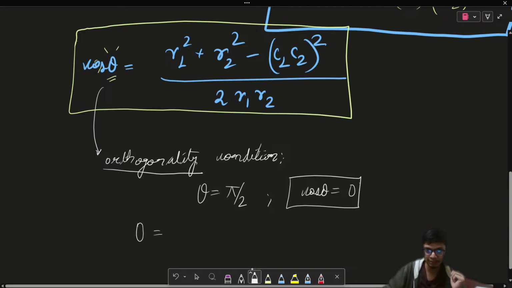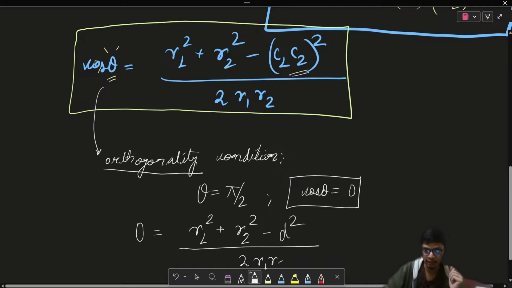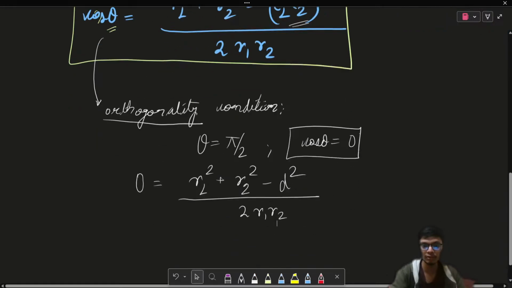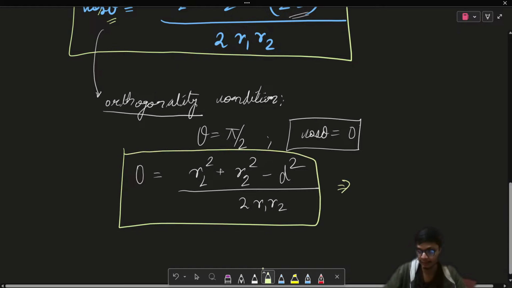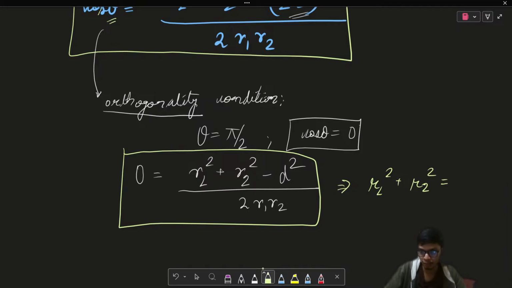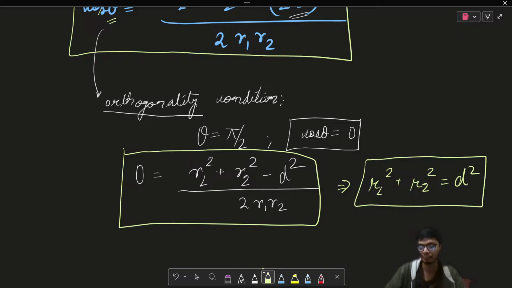And in this case, I will have 0 equal to (r1 square plus r2 square minus d square) divided by 2 times r1 into r2, where d is the distance c1 c2. So this is the condition, and from here you can see that r1 square plus r2 square should be equal to d square for the orthogonality condition.